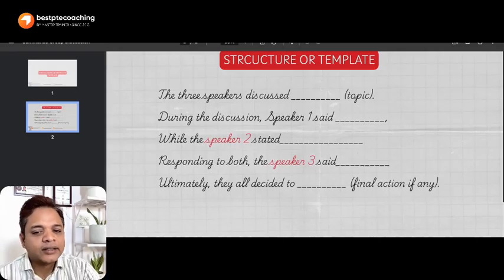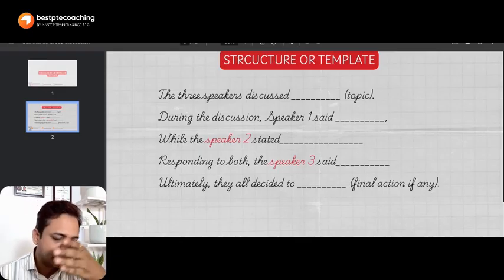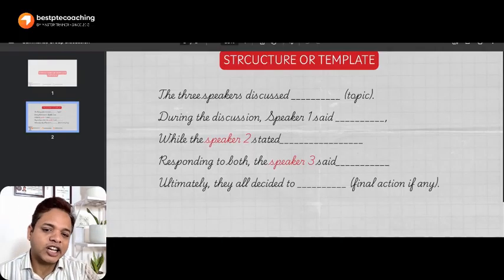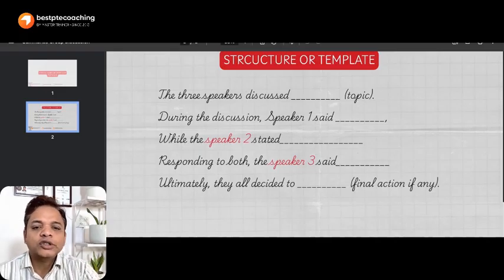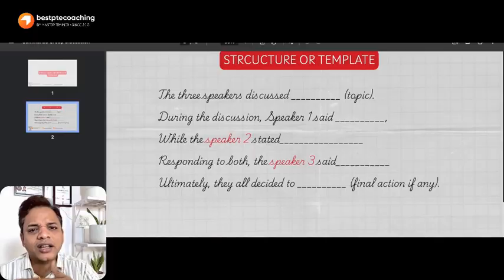Finish. Then speaker two stated, anything is fine, that initially he said this, then he said this, then he even said this. Also, he was of the opinion this should be done. Responding to both, speaker three said what he said: first point, second point, third point, fourth point. Based on the gender, he for male, she for female. No need to explain that.